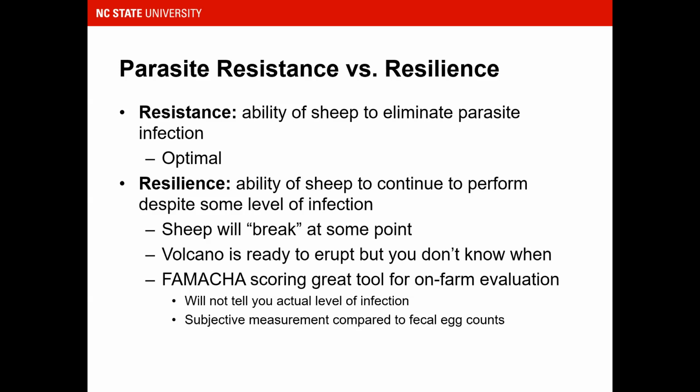It's hard to manage. FAMACHA scoring is a great on-farm tool to evaluate the level of anemia. You're looking at the color of the membranes in the eye to evaluate the level of anemia. Sheep that are more anemic, you would assume have a greater Haemonchus infection because they consume that blood, but it doesn't tell us the exact level of infection, and it's more subjective compared to fecal egg counts. So really, we want to focus on resistance.